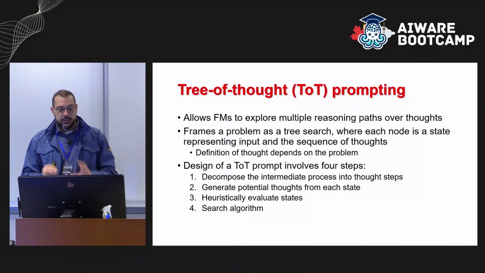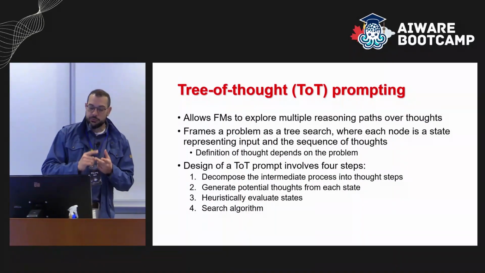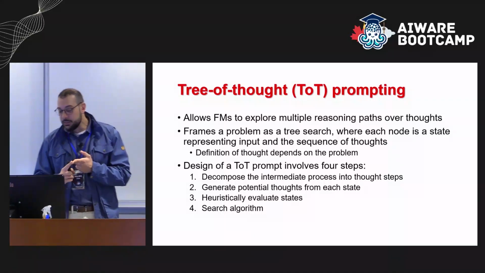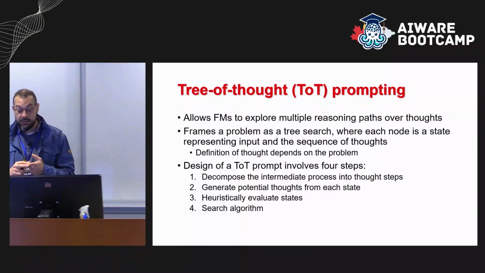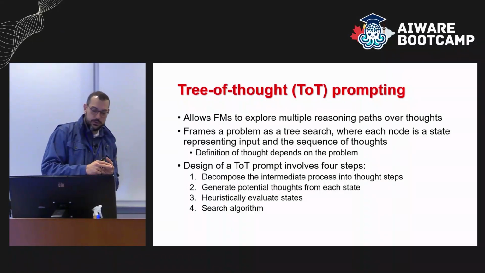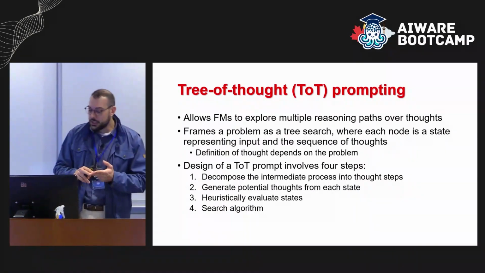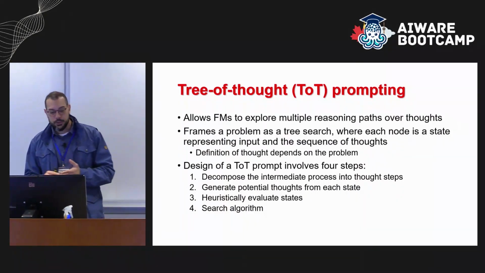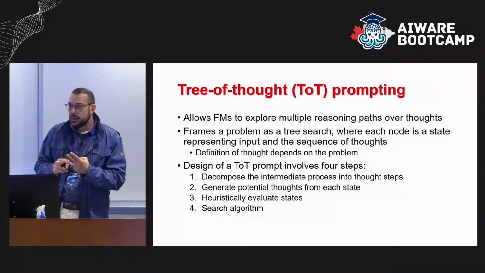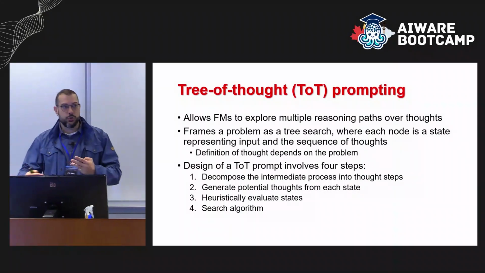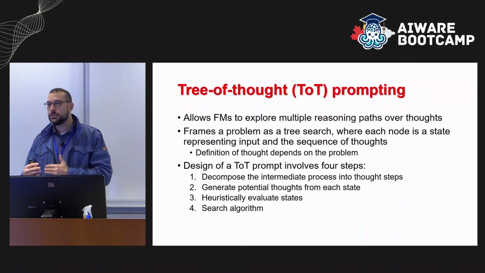So this technique has 4 steps. So first, you decompose the intermediate process into thought steps, okay? This is exactly what a chain of thought also does. You generate potential thoughts from each state, okay? You heuristically evaluate these states. You literally ask the foundation model to evaluate what it just produced, okay?